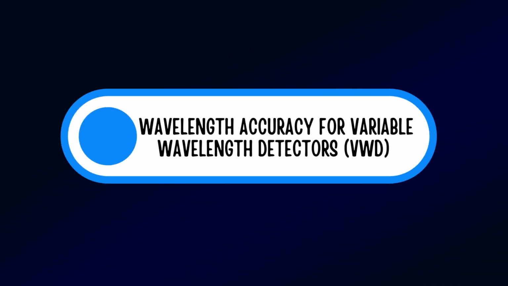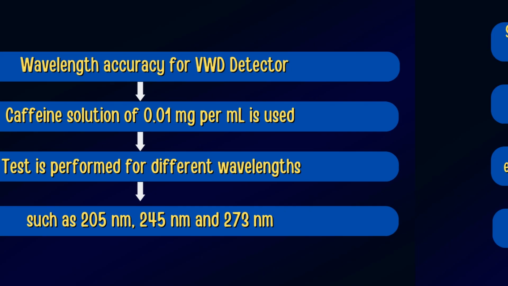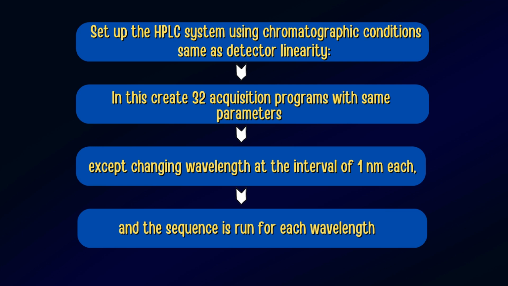Now the next is wavelength accuracy for variable wavelength detectors, that is VWD detector. The caffeine solution of 0.01 mg per ml is used and the test is performed for different wavelengths such as 205 nanometer, 245 nanometer and 273 nanometer. Set the HPLC system using chromatographic conditions same as detector linearity. In this, create 32 acquisition programs with same parameters except change in wavelength at the interval of 1 nanometer each and the sequence is run for each wavelength.